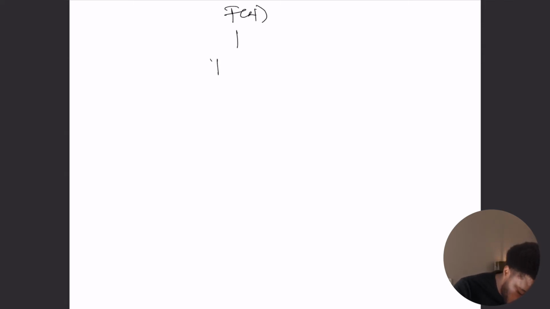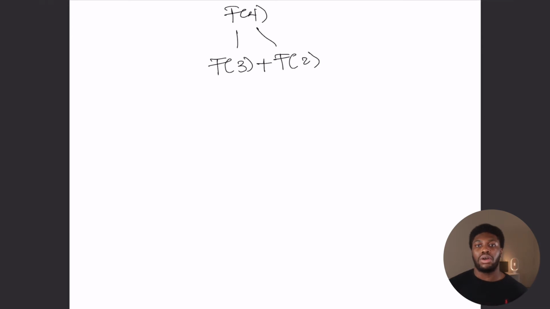Say we wanted to get f of 4. This will break down into getting f of 4 minus 1, which is f of 3, and f of 4 minus 2, which is 2. Now, we would then add the results of these two to get the result of f of 4. We would then further break down these calls until we get to the base case.